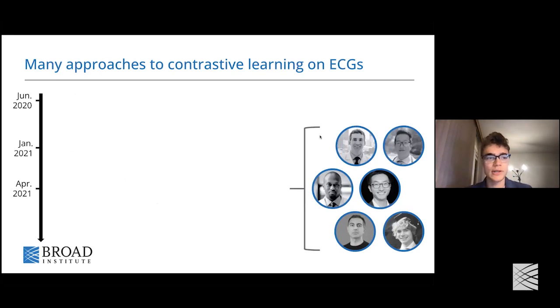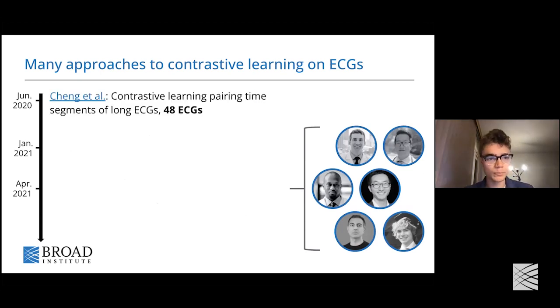So I'm just going to go through a bunch of different approaches people have taken to contrastive learning on ECGs. And I'm going to come back to both the definition of contrastive learning and the definition of ECG, so don't worry if you don't know much about those yet. In June 2020, Cheng et al. did contrastive learning pairing different time segments of long ECGs. These were 30-minute ECGs, and they're really careful about decomposing the bias caused by specific ECG machines. And they trained on 48 ECGs.